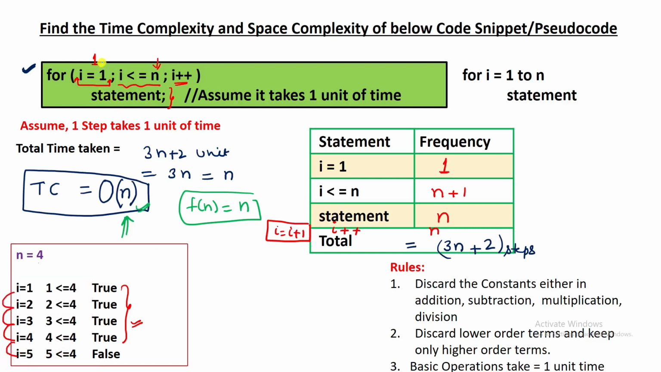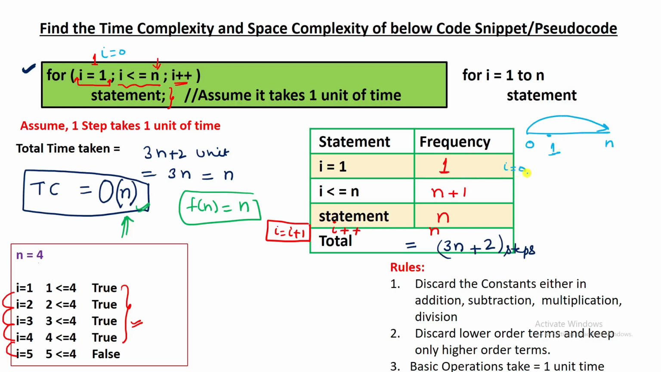So before ending this video, let me ask you one simple question. Let's say i is starting from 0 instead of 1. Then what will be the time complexity? Basically time complexity will remain the same. How? If i is starting from 0, and previously i was starting from 1 in the previous code, it will take more steps to reach n from 0, right?